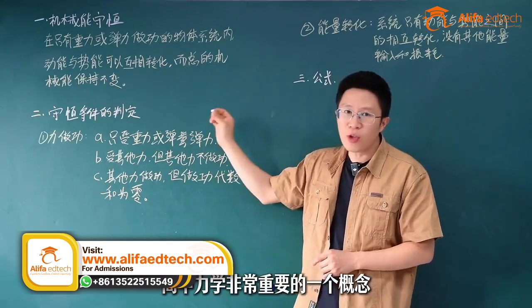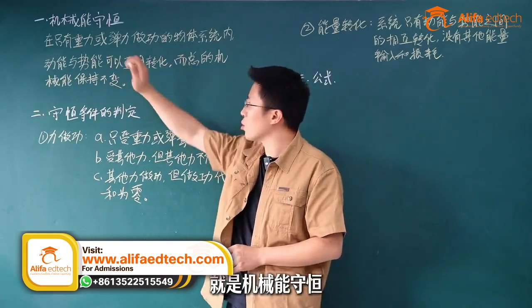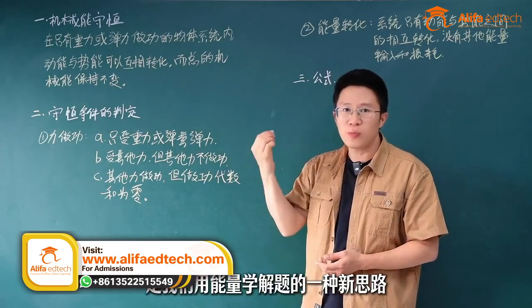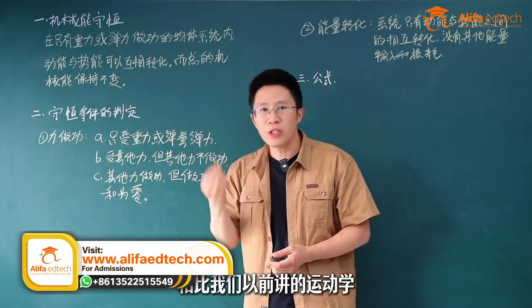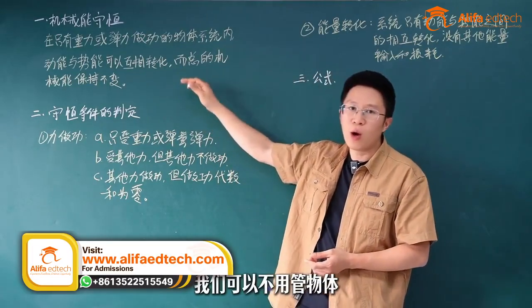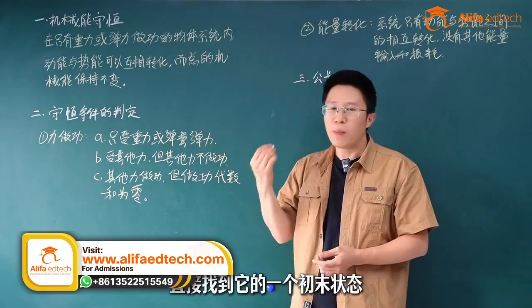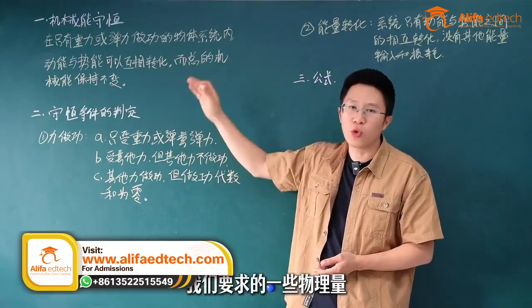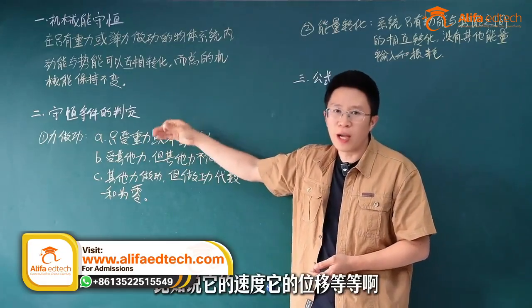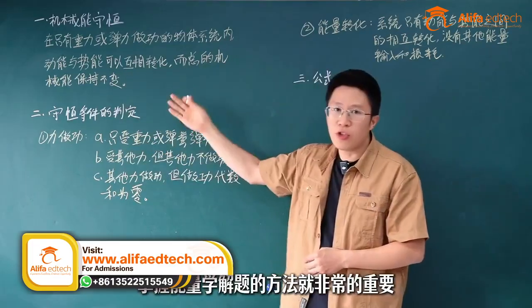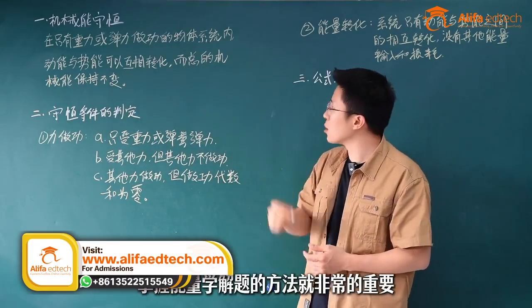One of the most important concepts in high school mechanics is the conservation of mechanical energy. So what is the conservation of mechanical energy? It's a new way of solving problems using energy methods. Compared to the kinematics we discussed before, when we use energy methods to solve problems, we don't need to worry about the object's motion process in between. We can directly identify its initial and final states, and from there, solve for the physical quantities we need, such as its speed, displacement, and so on. That's why mastering the conservation of mechanical energy and learning how to solve problems using energy methods is extremely important.